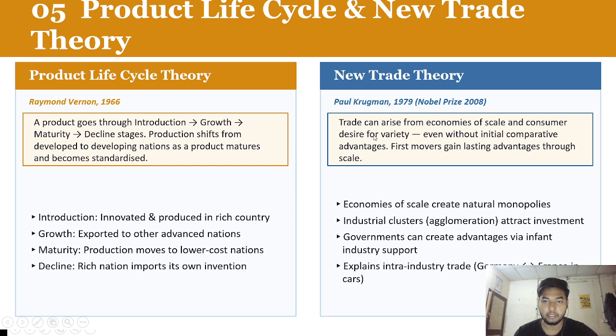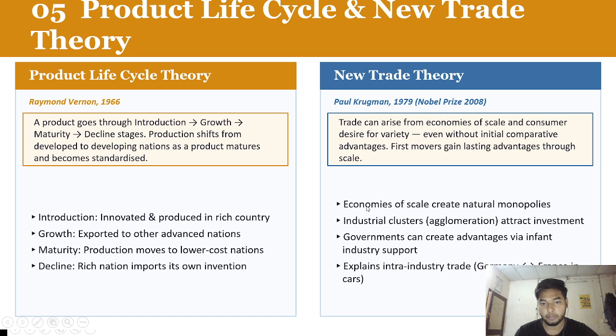New trade theory arises from economies of scale and consumer choice. Economies of scale means that when we increase the amount of production, the overall cost of production decreases, even without an inherent comparative advantage. First movers gain a lasting advantage through scale.